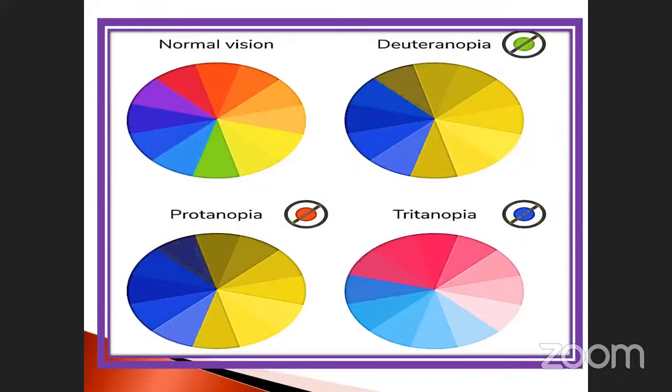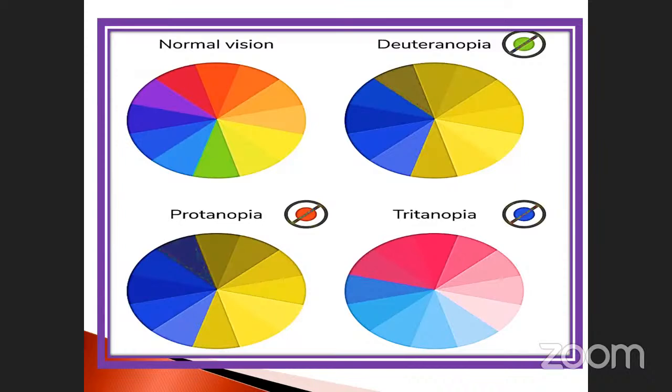Okay, go to the next one. See the color blindness. This is the normal vision. We can easily identify the 7 colors. We can easily differentiate which one is red, which one is orange, which one is blue, violet, like that. We can easily observe. That is VIBGYOR, isn't it? Suppose there is any defect due to chromosomal abnormalities, these are the types.